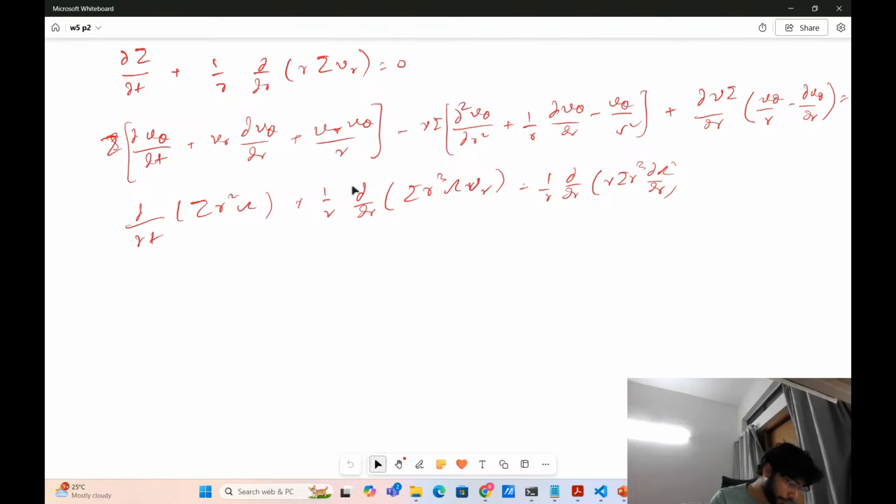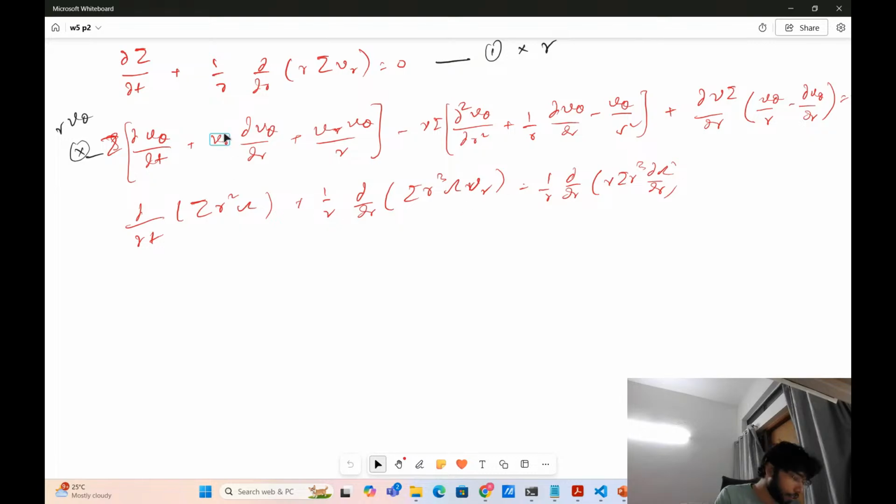What we will do is multiply the first equation with r, and multiply this equation with r v theta. If we do that, we are supposed to get this equation. So let's actually check this out. Let's break it down and see if we get these two equations.